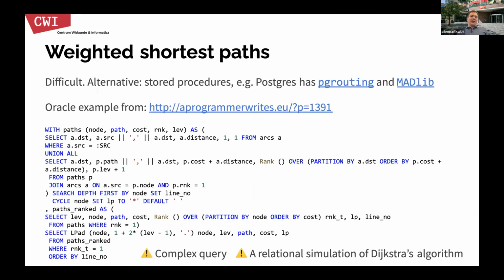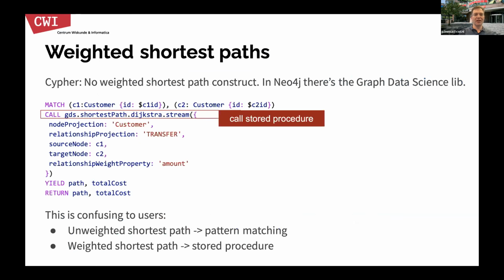Then we move on, we up the ante even a bit more, and we go to weighted shortest paths, and then things really become programming contest level. So this is a completely unreadable, complex query, maybe doable. It's like a simulation of Dijkstra's algorithm in temporary tables and all that, but it's not nice. I would not recommend trying this.